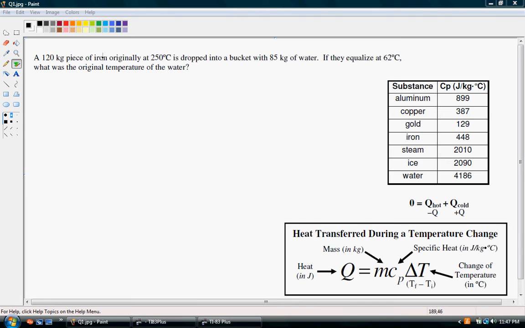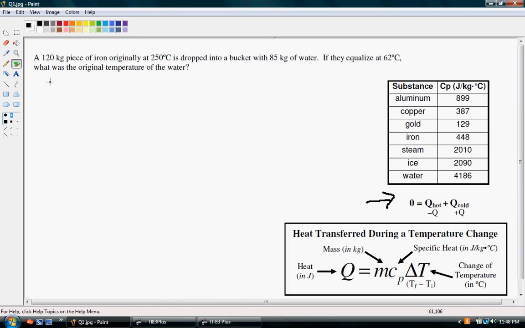Okay, so obviously since this iron is going from 250 degrees Celsius to 62 degrees Celsius, it's the hot item and it's getting colder, right? The temperature is dropping. So the water had to be colder originally than 62 degrees, so it was the cold item here. We know this is a thermal equilibrium problem, which points us to this equation. The total heat in the system has not changed, but we have the hot object that is losing heat and the cold object that's gaining heat, and the total amount of heat is still the same.